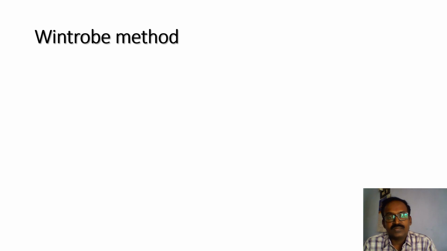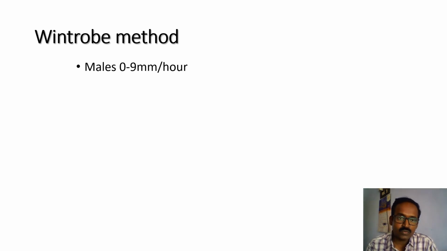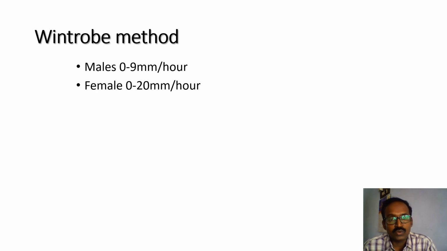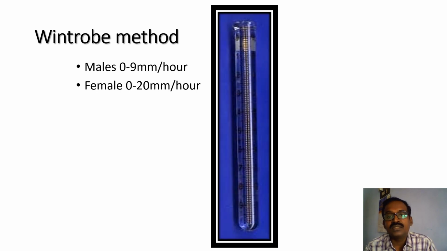Another method is the Wintrobe method. This method is not routinely used for measuring the ESR. It is mainly used for measuring the packed cell volume. In the Wintrobe method, the ESR is 0 to 3 mm per hour. Female is 0 to 20 mm per hour. This is the Wintrobe tube. The total length of the tube is 110 millimeters. So we can do both ESR and PCV with the same tube.